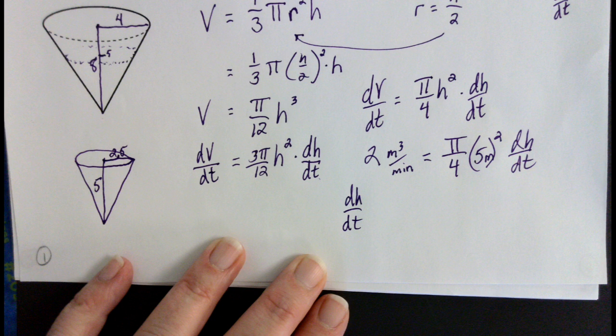2 divided by, parentheses, pi divided by 4 times 5 squared. That's just 25 pi meters squared.